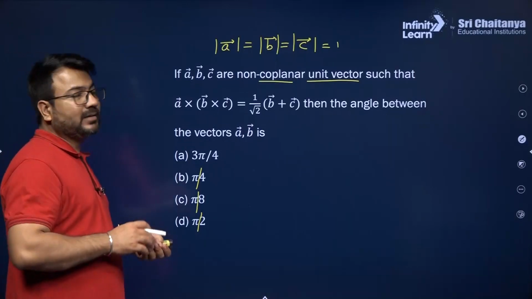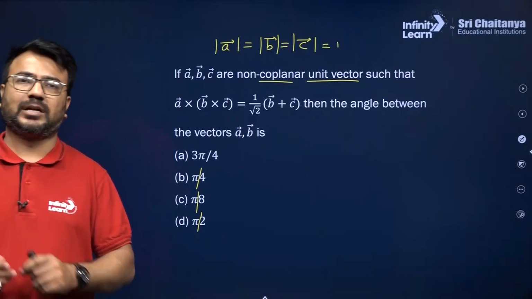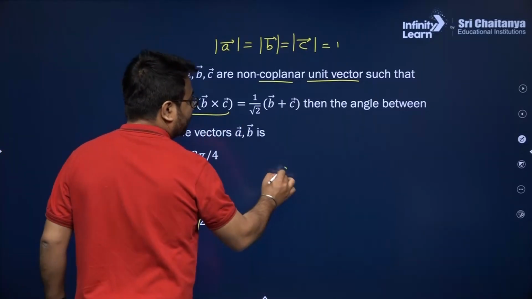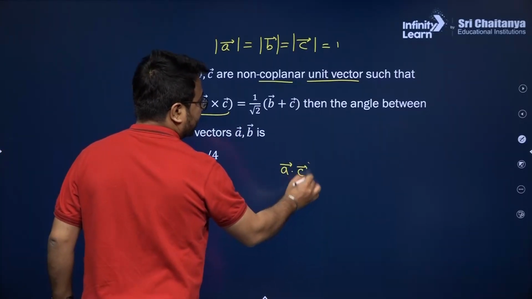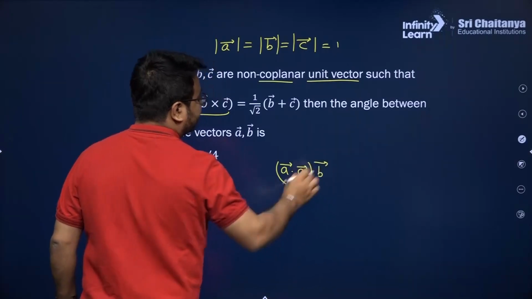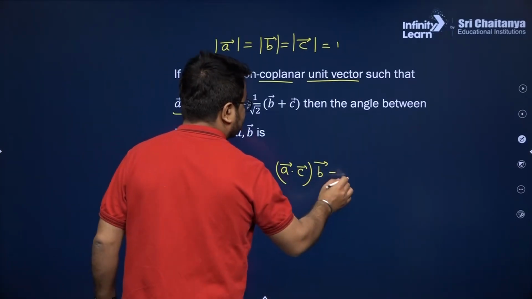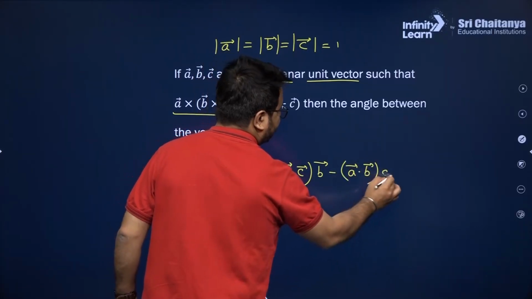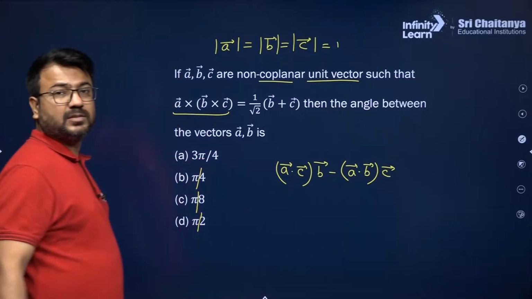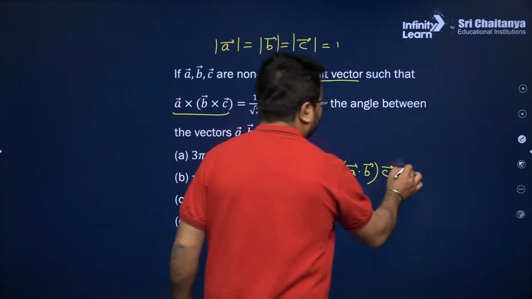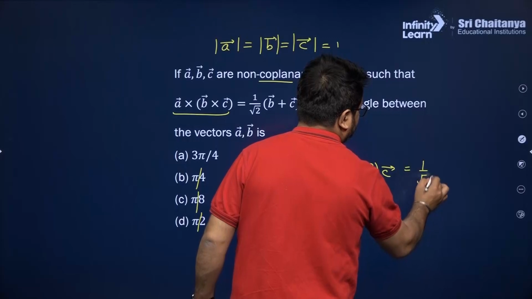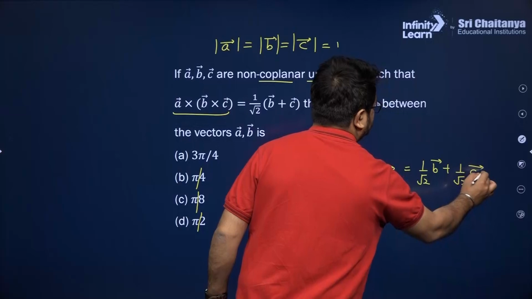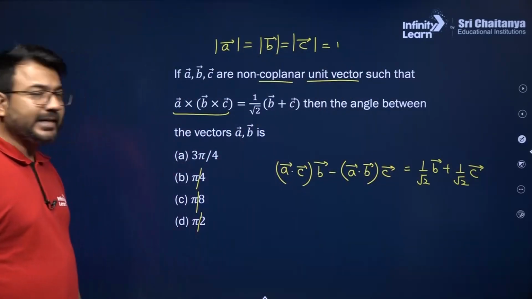Now what should be the answer? Do you know the formula of the vector triple product? A cross B cross C, the left hand side, will be equal to A dot C. This is the coefficient of B vector, minus A dot B, which is the coefficient of C vector. I hope this is also clear to you. Now this is equal to 1 upon root 2 times B vector and 1 upon root 2 times C vector. Now what do we need to do here?